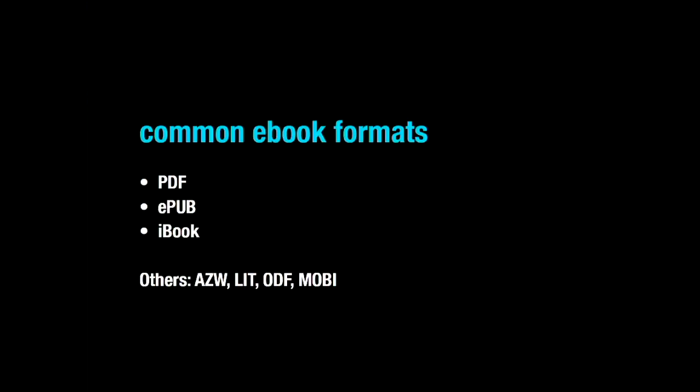Okay, sorry. So the three common ebook formats that I'll be talking about are PDF, EPUB, and iBook. The others are AZW, which is an Amazon specific format. LIT and ODF, I think, if I'm not mistaken, are Windows device specific, and Mobi is for the Mobipocket ebook reader.